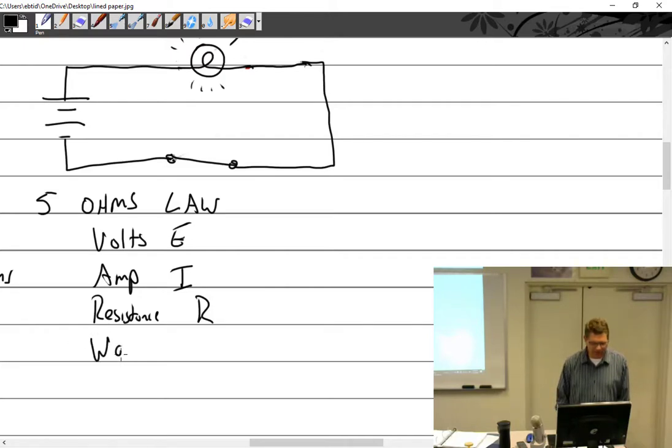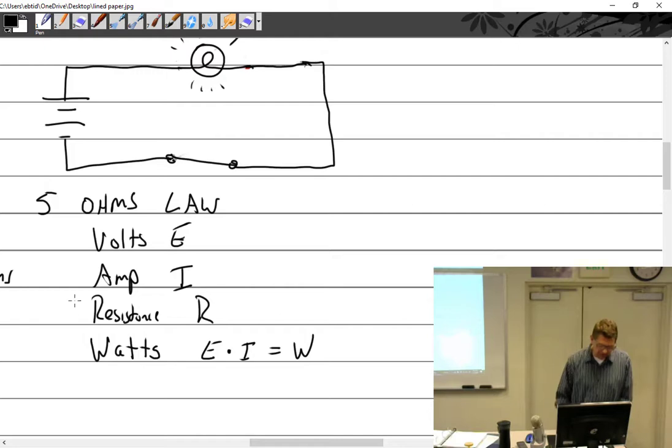And watts. That's a good one, named after James Watt, which is E times I equals the watt. We're going to talk a lot about watts. We're going to use them in all kinds of engines. We're going to use watts quite a bit.